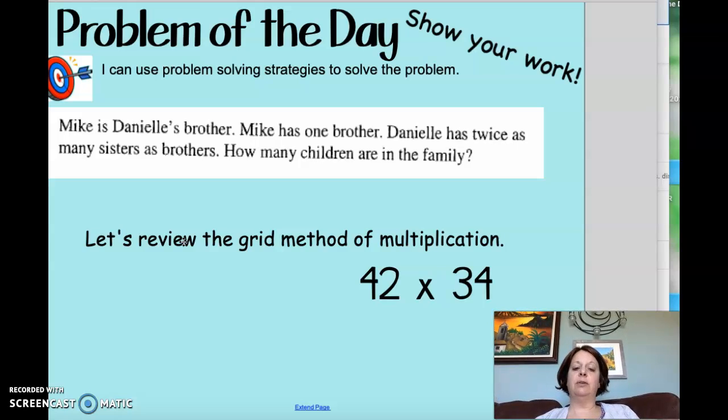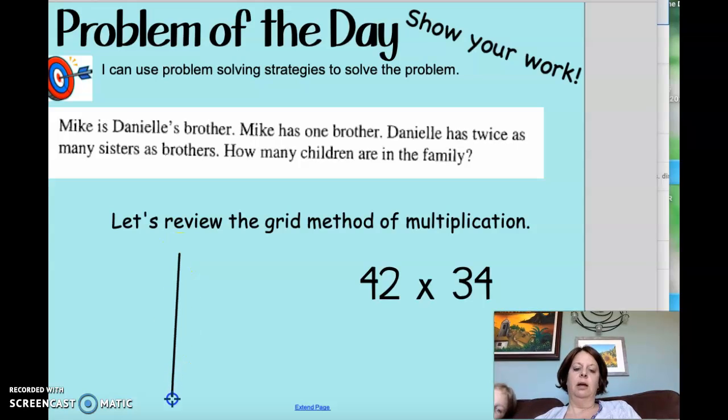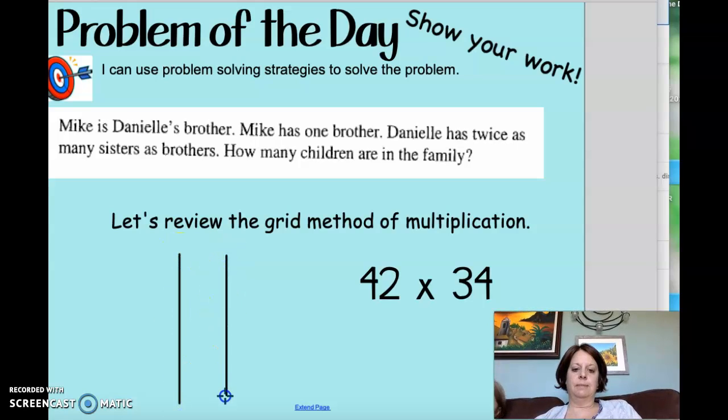Mike is Danielle's brother. Mike has one brother. Danielle has twice as many sisters as brothers. How many children are in the family? I'm going to give you some hints here. Mike is a boy, because he's Danielle's brother, and Danielle is a girl. And then I'd like you to review the grid method for multiplication. If you forgot what the grid method was, I'm just going to give you some hints by drawing it out here.